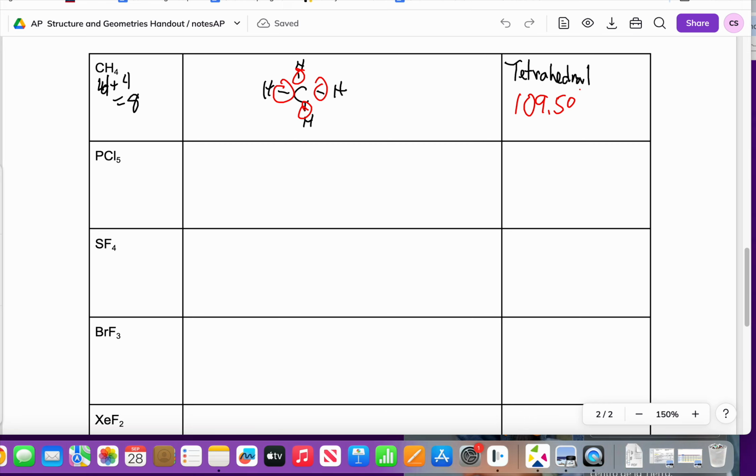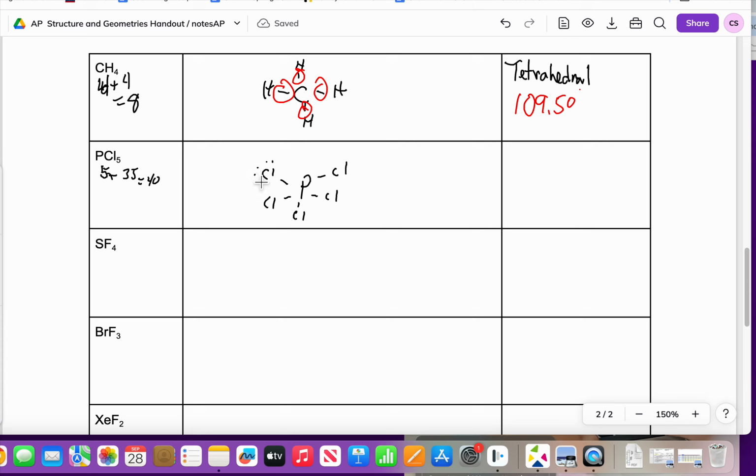Phosphorus has 5 valence electrons, and chlorine has 7, but there's 5 of them, so that's 35. And 35 plus 5 equals 40. So I'm going to put P in the middle, and I'm going to hook 5 Cl's around it. 3, 4, I'll just put one down here at the bottom. Okay, 5.